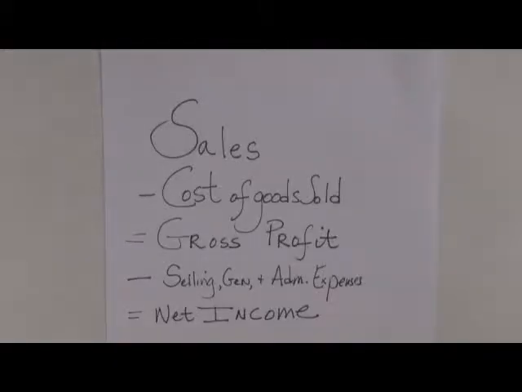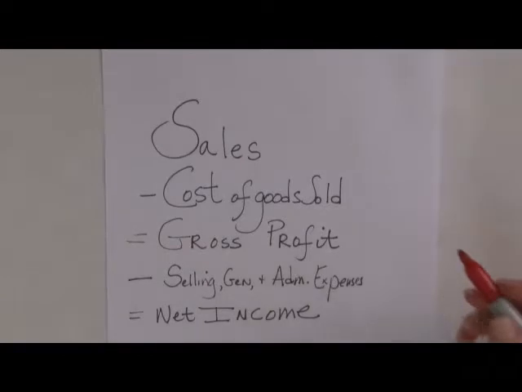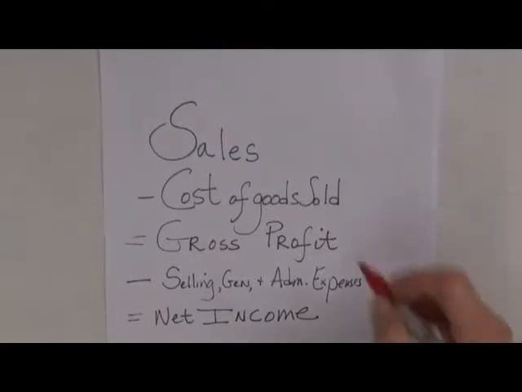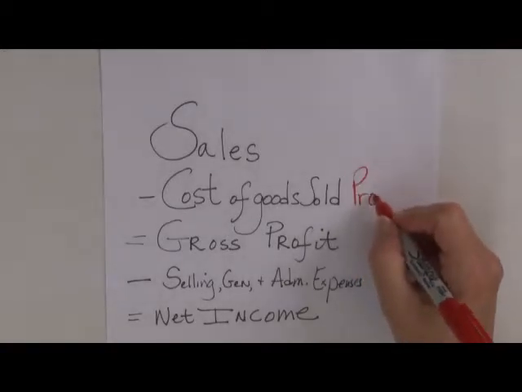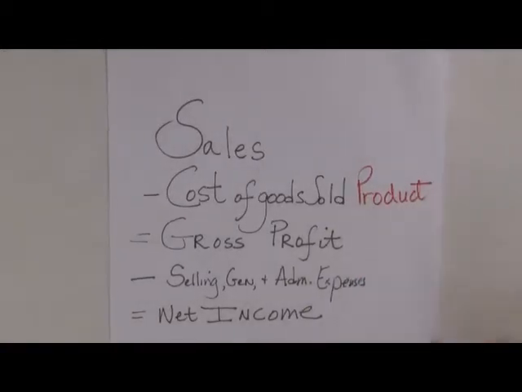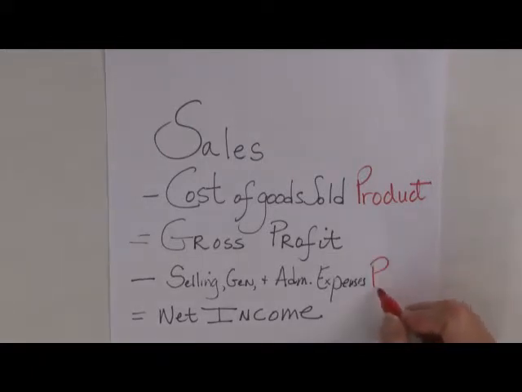Let's take a look at a basic income statement where we have sales minus cost of goods sold equals gross profit minus SG&A expenses equals net income. What we're saying is that it's important to know the difference between a product cost and a period cost, because we would be able to determine where to find these costs on our income statement. Product costs relate to cost of goods sold. Period costs are essentially our SG&A expenses.